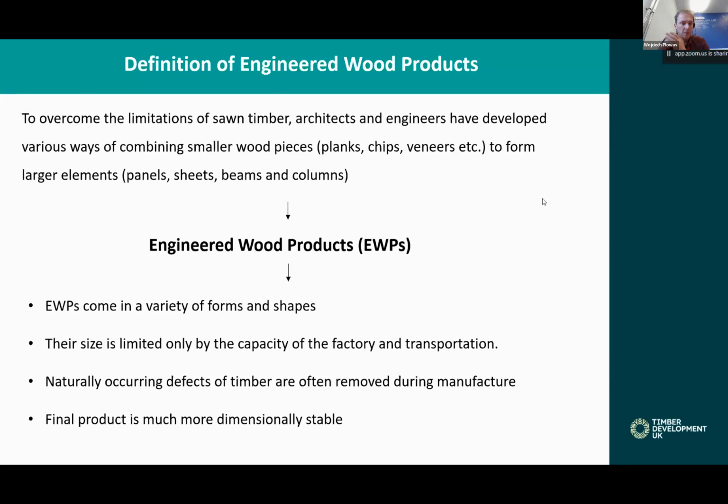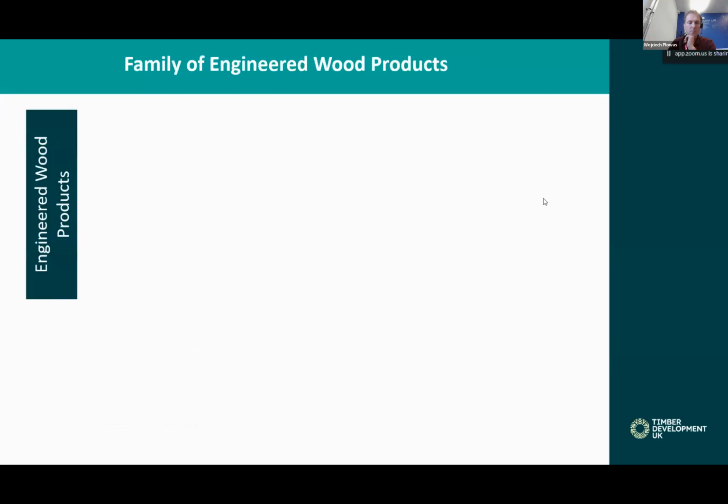Engineered wood products can come in a variety of forms and shapes. Their size is limited only by the capacity of the factory or transportation. In production, the naturally occurring defects, such as knots, are often removed, and the final product is more dimensionally stable due to the requirements of drying down the components of engineered wood products to the required moisture content, so it reacts properly with the adhesive or the ways of fixing it together.